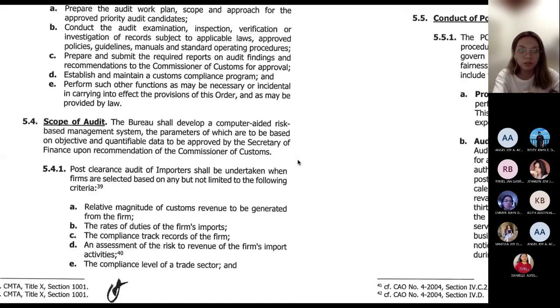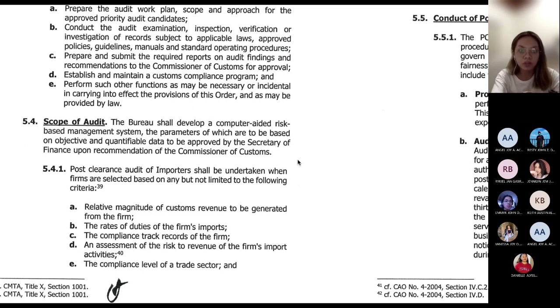5.4 Scope of Audit. The Bureau shall develop a computer-aided risk-based management system, the parameters of which are to be based on objective and quantifiable data to be approved by the Secretary of Finance upon recommendation of the Commissioner of Customs.